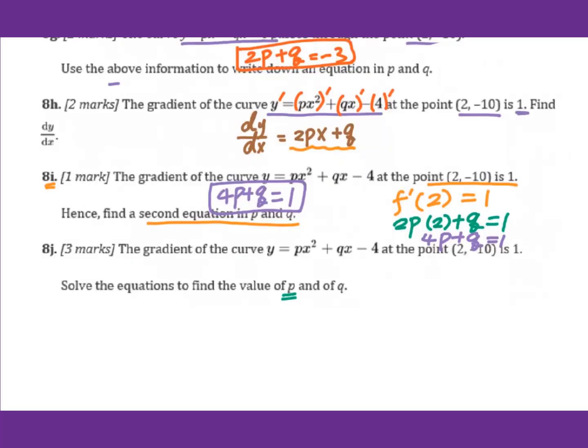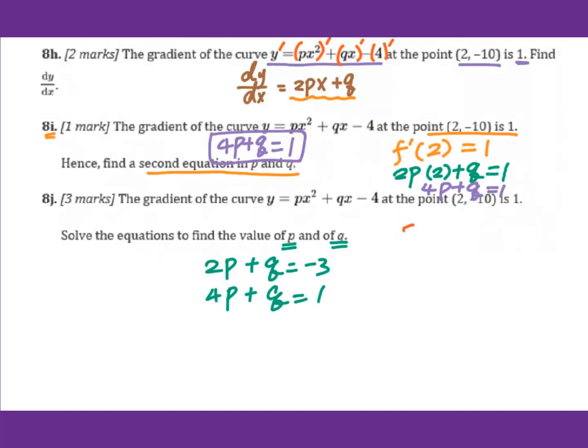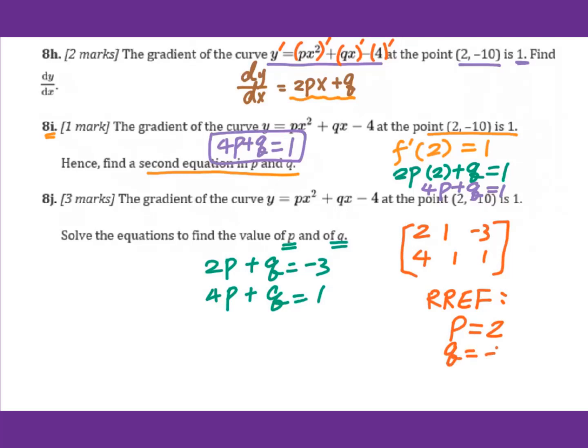Then last question, we need to figure out p and q. So 2p plus q equals negative 3, and 4p plus q equals 1. You can do it by matrix: 2, 1, negative 3, and 4, 1, 1. Then go to RREF. You will get the solution. You will get p equals 2 and q equals negative 7.